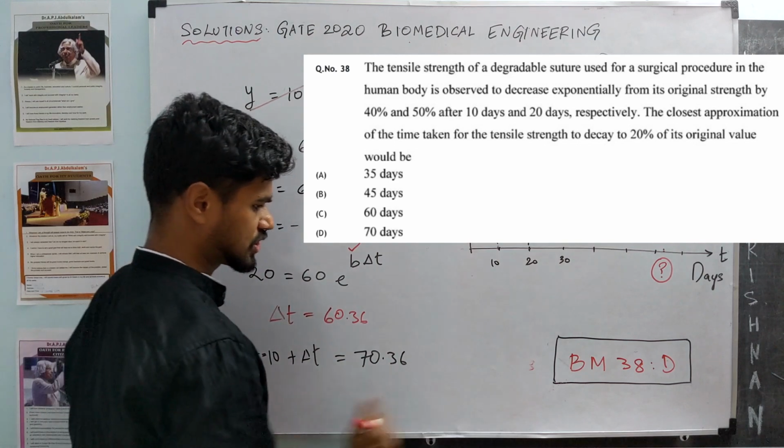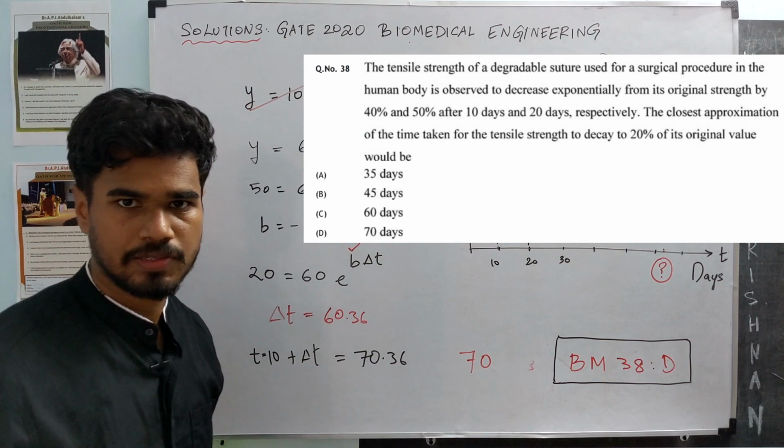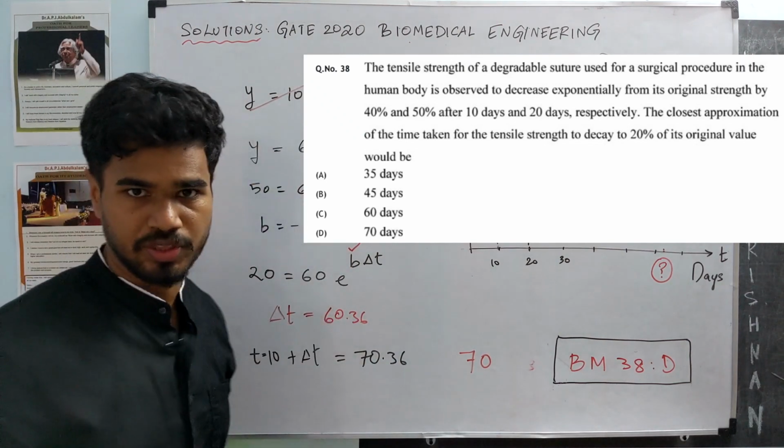This is closest to 70 in option D, which is supposed to be the correct answer. Okay, this problem I think is ill-posed, but this is the best solution that I have.